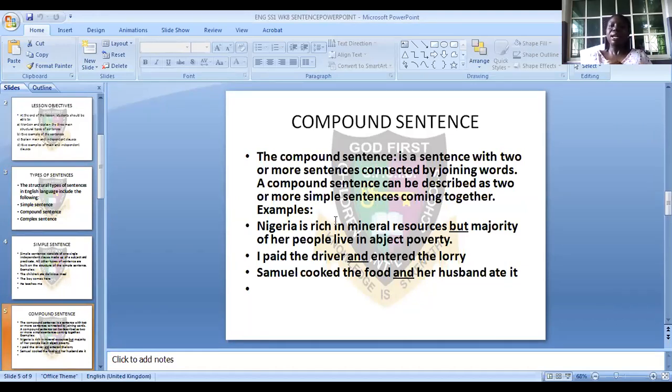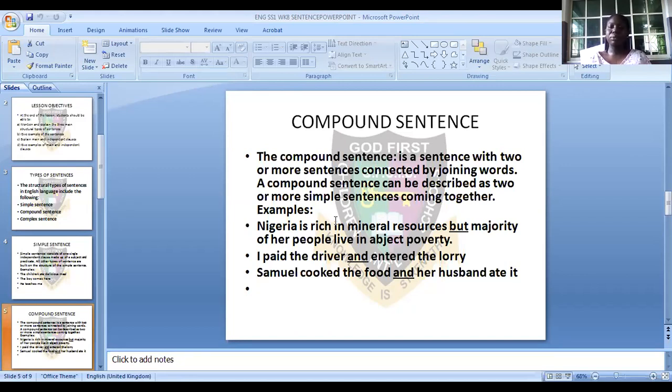For example, Nigeria is rich in mineral resources, but majority of our people live in abject poverty. Now we have two sentences here which we bring together with the use of a joining word, but, to form a compound sentence. We have the first part of the sentence, the simple sentence. We also have the second part of the sentence. We bring the two of them together with the use of a joining word, but, and we have a compound sentence.